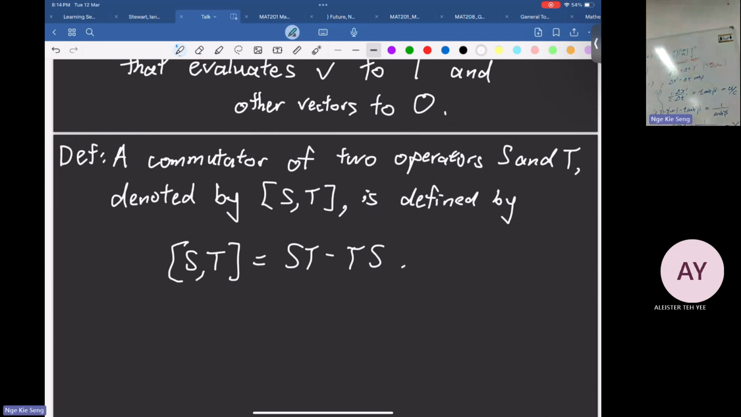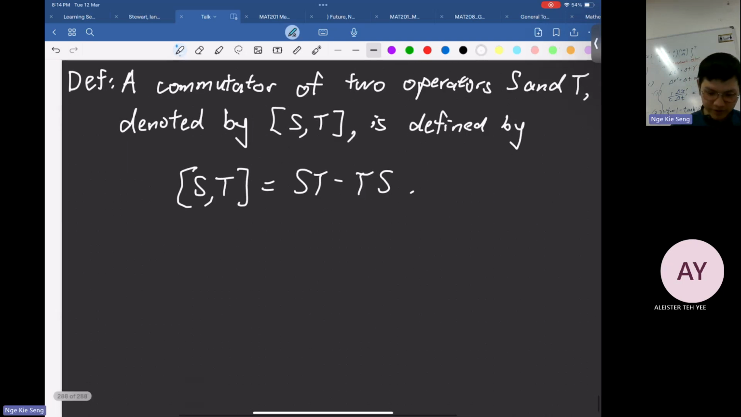Anyone know why this is called a commutator? Do you know what it means to commute? Last time I talked about commutative, right? What is commutative? ST equals TS. So when will ST equal TS here? When this commutator equals 0. So if I want to check whether two elements commute or not, I just check the commutator. If it equals 0, then these two things commute.